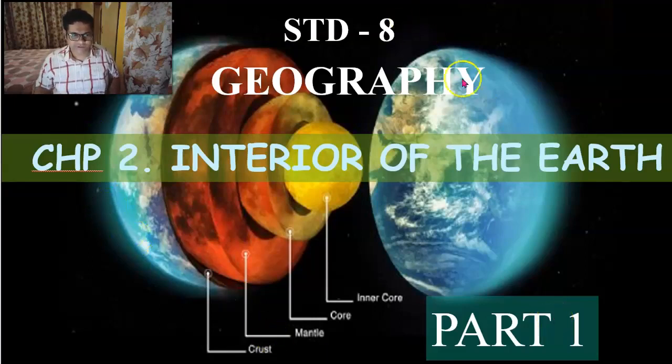Observe this picture in the background. This is our Earth, and suppose we dissect the Earth into two parts, we get layers in between. We will look at each layer. One layer is called the crust, then comes the mantle, then core and inner core. So we'll look at each and every part.